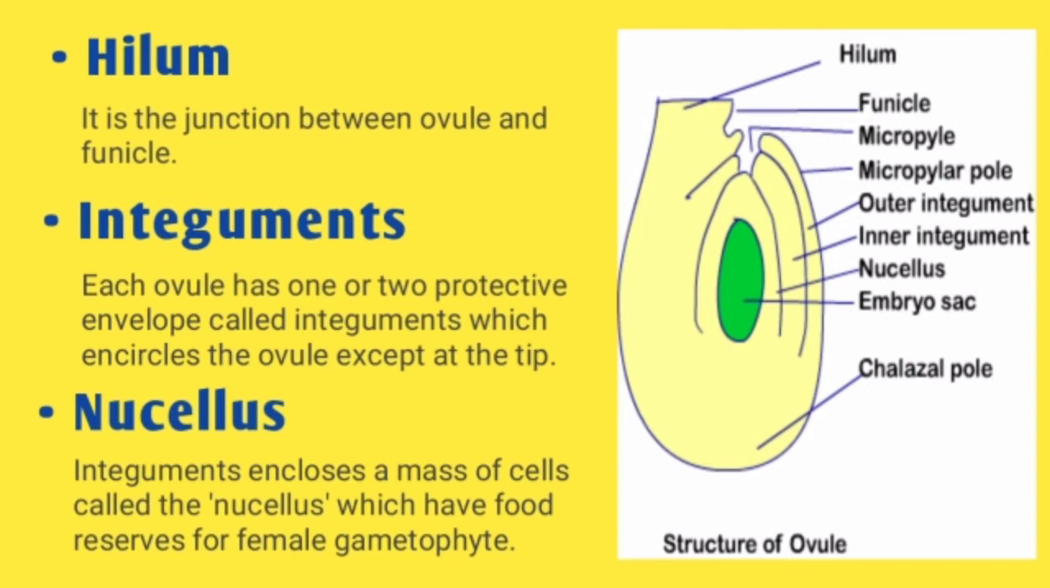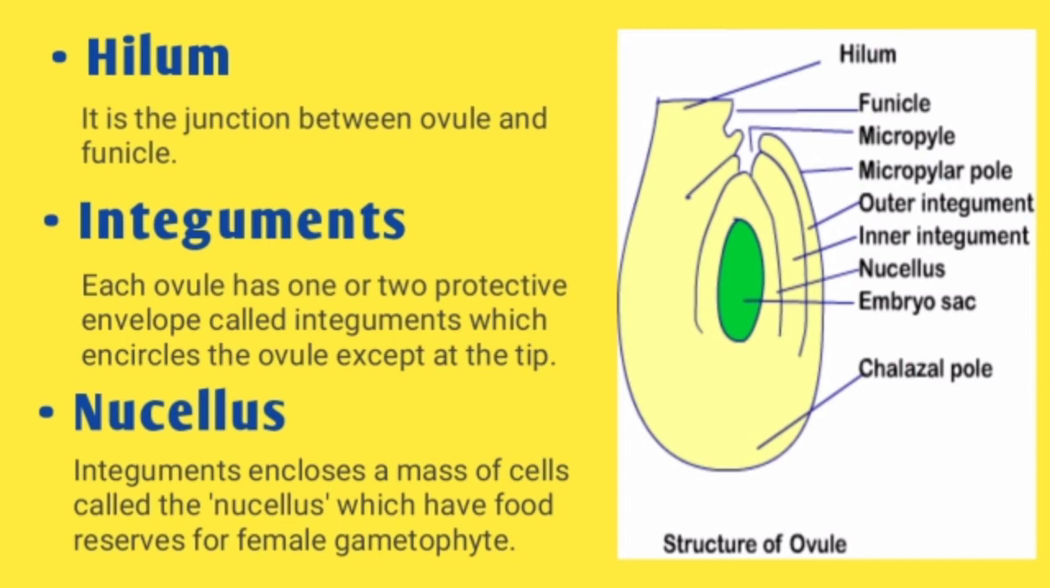Integuments. Each ovule has one or two protective envelopes called integuments which encircle the ovule except at the tip. There are two integument layers, that is outer integument and inner integument, as you can see in the diagram. So we will find the integuments around the ovule for the protection of the ovule, but at the tip portion the integument will be absent.